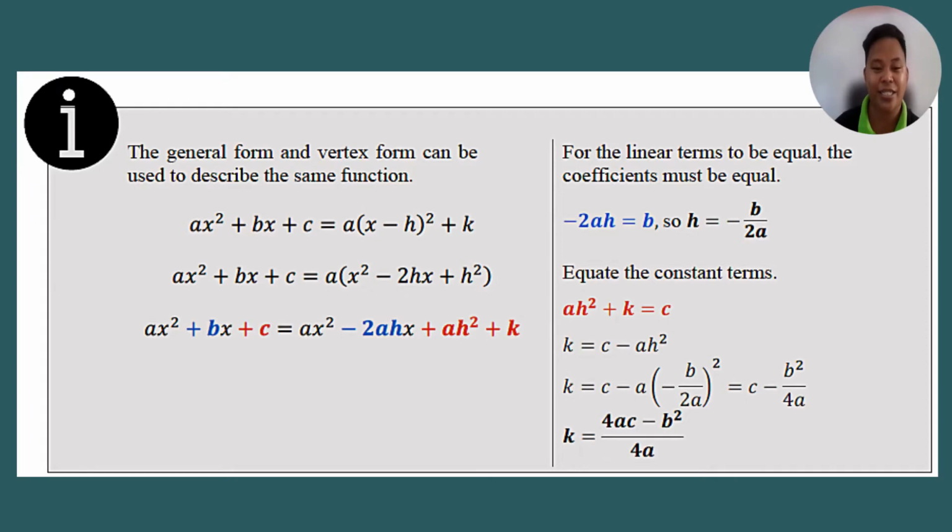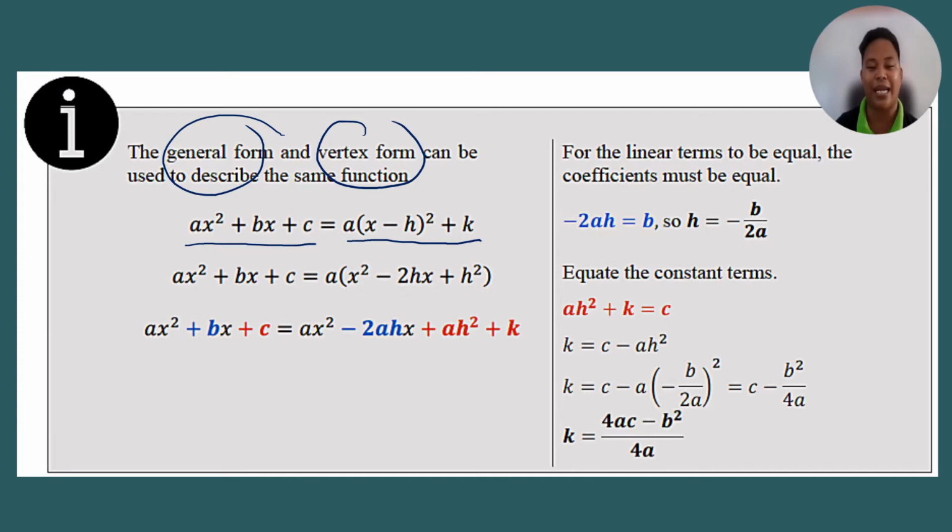We are to describe the general form and the vertex form here. So on the left side is the general form, on the right side we have the vertex form. If we're going to analyze the function in general form and in the vertex form, we can say that the value of b is equal to negative 2ah, and the value of c is equal to ah squared plus k po.